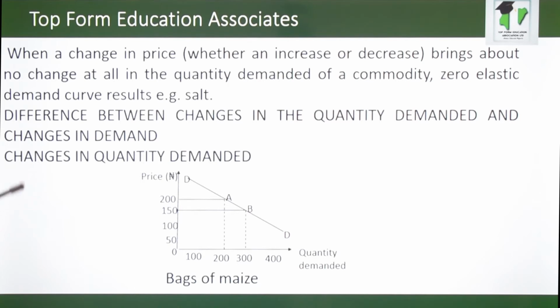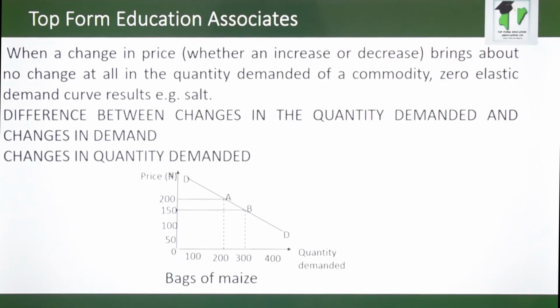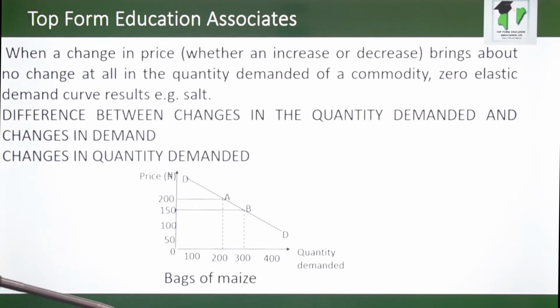Changes in quantity demanded arises when there's a change in the price of a commodity, with other factors affecting demand remaining constant. What have I said? That changes in quantity demanded is affected by only one factor out of the factors affecting demand. It is only the price of the commodity that affects changes in quantity demanded. So it's assumed that other factors are held constant.